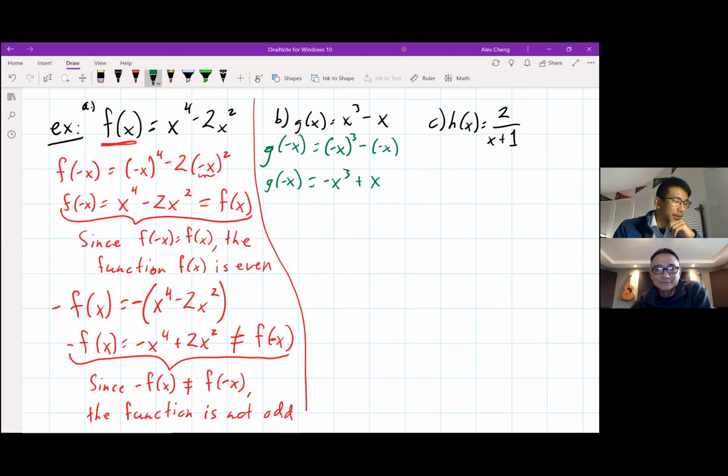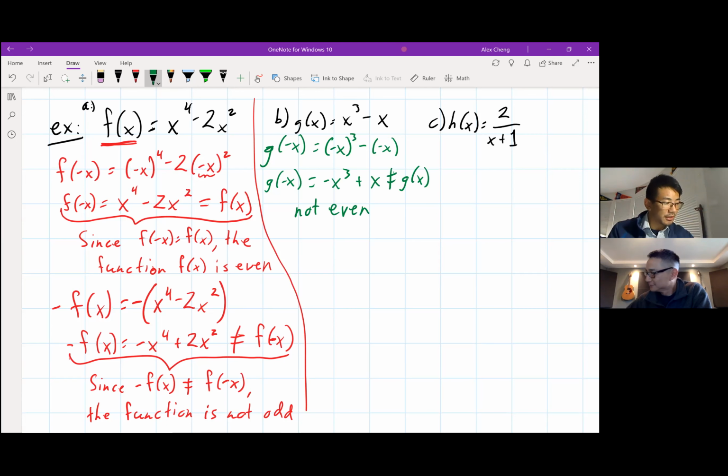So I've evaluated g of negative x, and quite clearly, I think we can see that that is not the same thing as the original function, g of x. So this one is not even, unfortunately, or fortunately, depends on what you're going for.